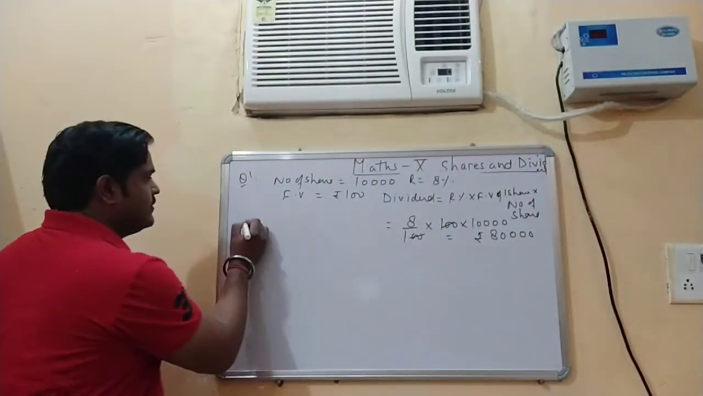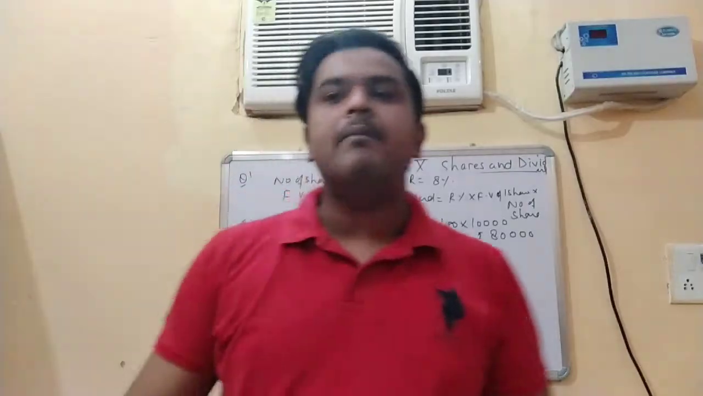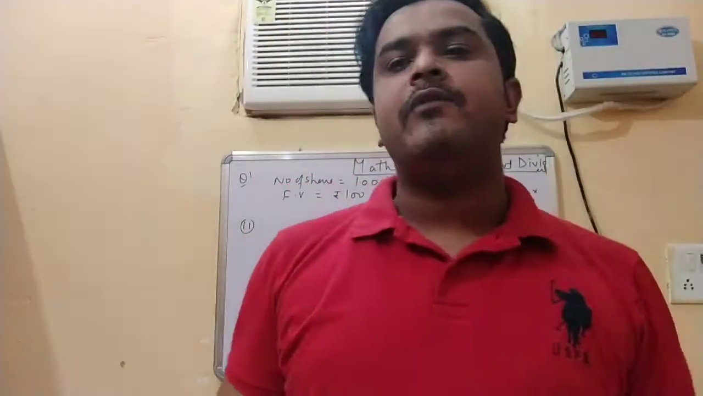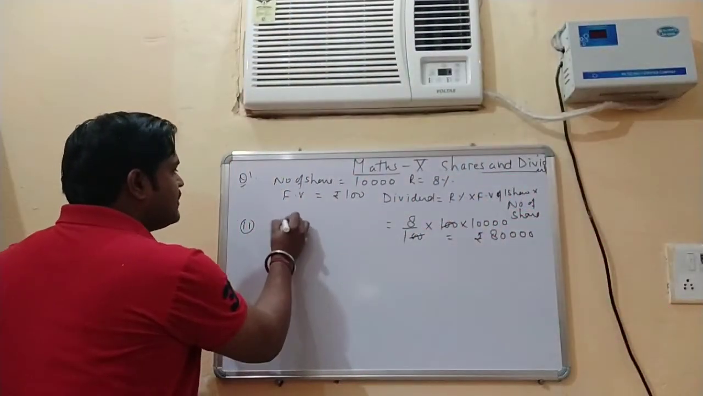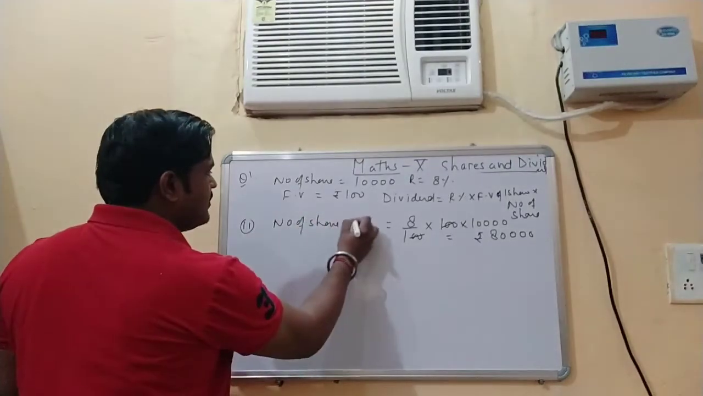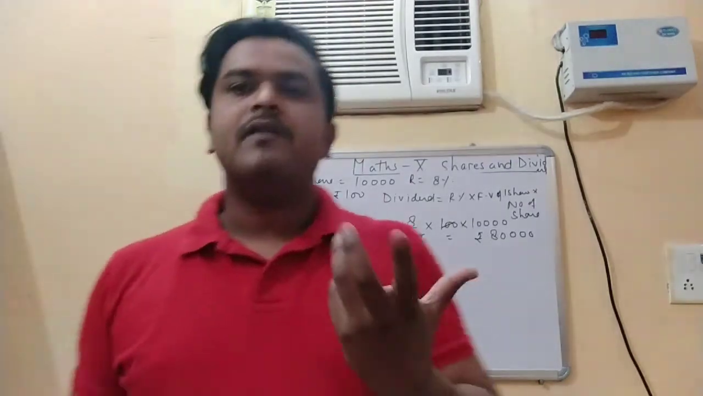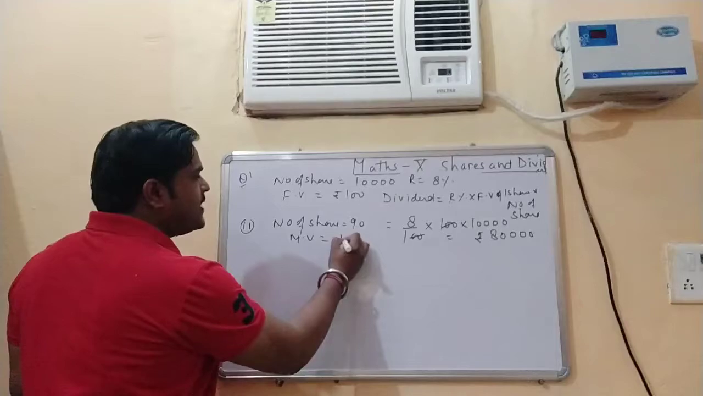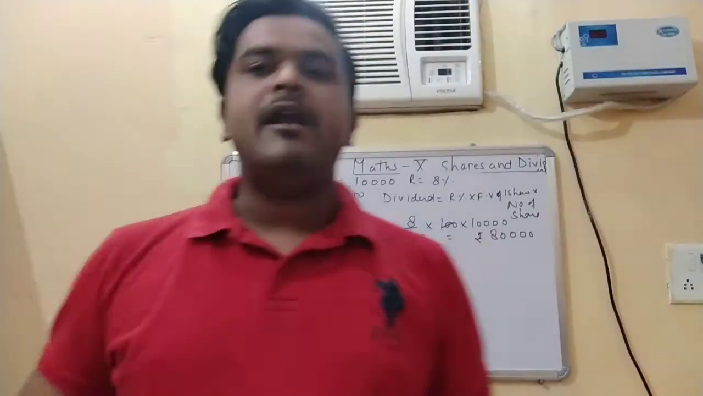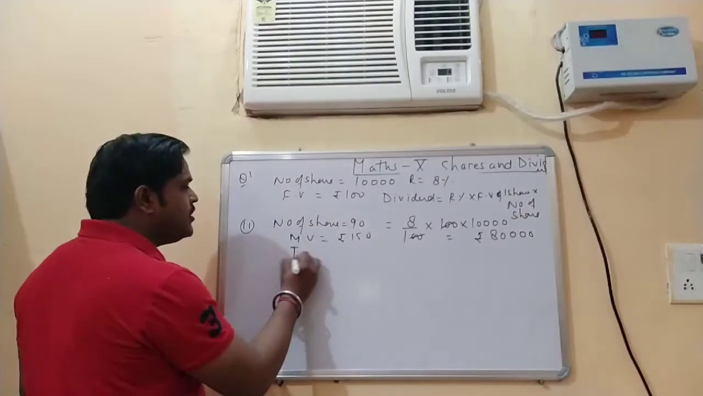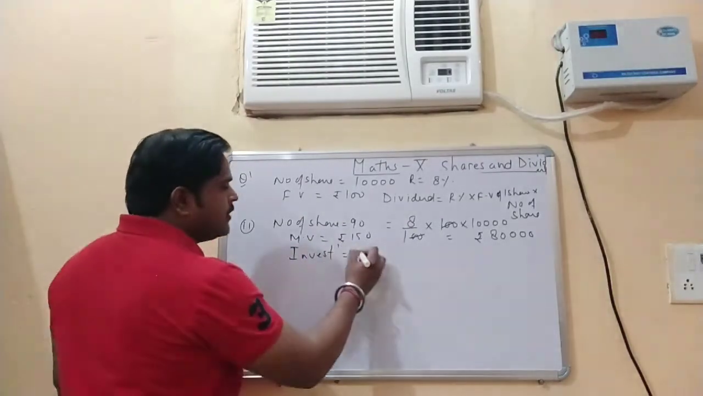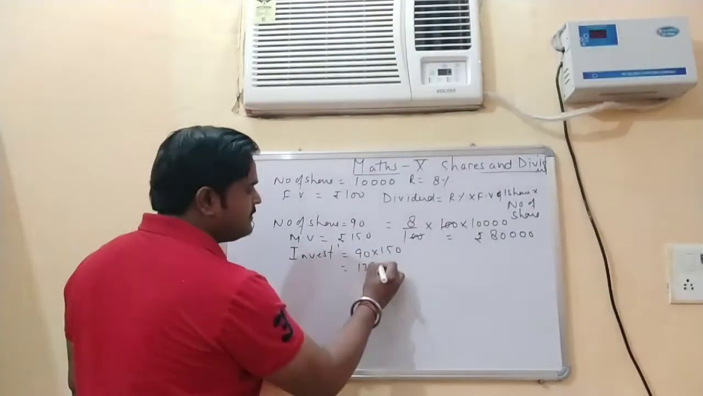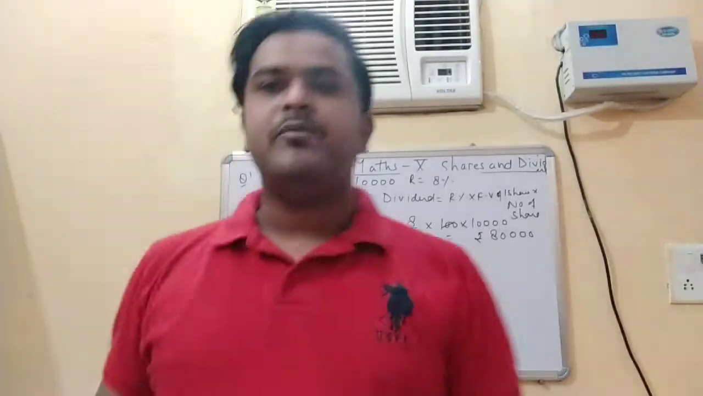Now the second part: if Ramesh bought 90 shares of this company at rupees 150, we have to calculate the percentage return that he will get. So the number of shares in this case is 90, the number of shares that Ramesh has bought, and for that he has paid rupees 150 per share. So the investment made by Ramesh will be equal to number of shares into price. So 90 into 150, this will be equal to 13,500. So this will be the investment that Ramesh will make.